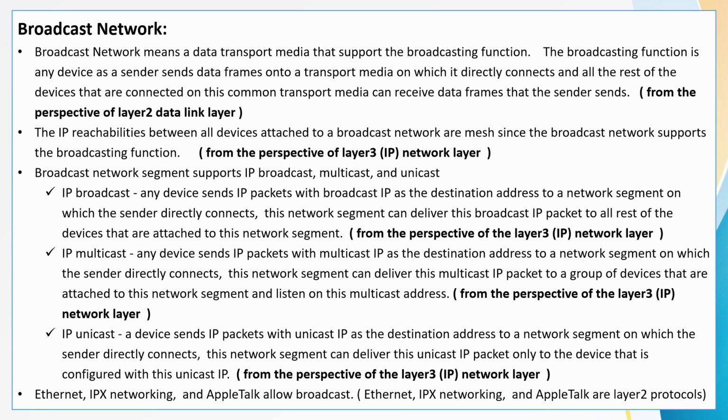The last one is unicast. Unicast means a device sends IP packets with a unicast IP as a destination address to a network segment to which the sender directly connects. The network segment can deliver this unicast IP packet only to the device that is configured with this unicast IP.